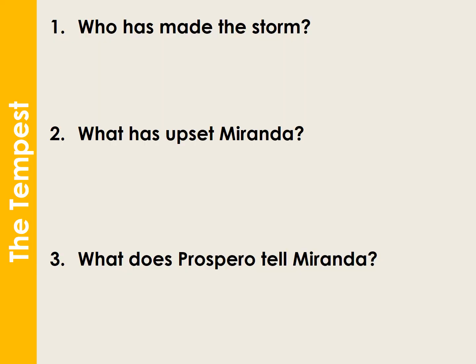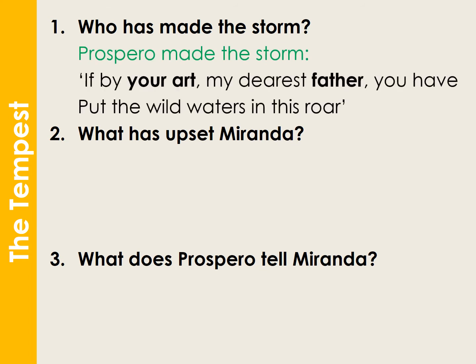Number one, who has made the storm? Obviously, I'm sure we know this, Prospero has made the storm, and Miranda says to him, "If by your art, my dearest father, you have put the wild waters in this roar." So if by your art, if this is by your doing, so the art there is the doing, it's his job, it was his making that he made this storm.